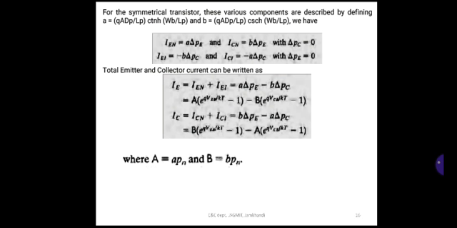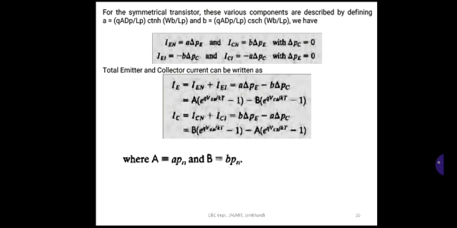So for the symmetric transistor, these various components are described by defining A is equal to Q A dP by LP, hyperbolic trigonometric function coth of WB by LP, and B is equal to Q A dP by LP, hyperbolic cosech function of WB by LP.